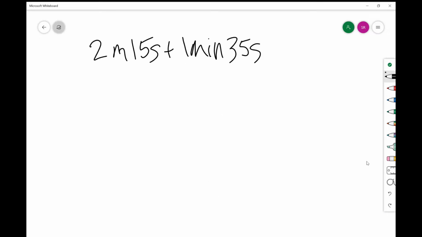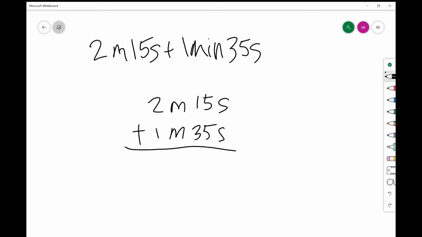So now we have this example problem right here. So we have 2 minutes, 15 seconds, plus 1 minute and 35 seconds. So you're just going to follow the normal addition rules, but remembering that seconds, the biggest number that you can have is 60. So we have 5 plus 5 is 10. Carry the 1. 3 plus 1 is 4, plus 1 more is 5. So there's 50 seconds. And then we have 3 minutes. So we have 3 minutes and 50 seconds, which is the correct answer.